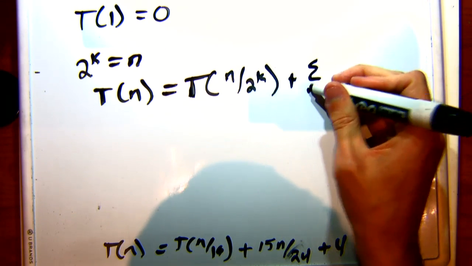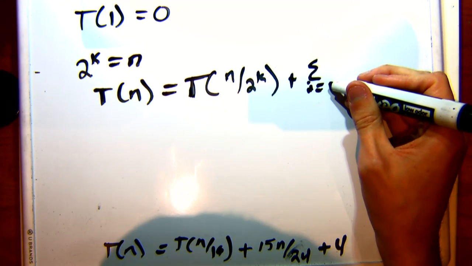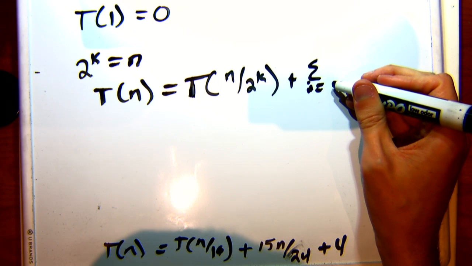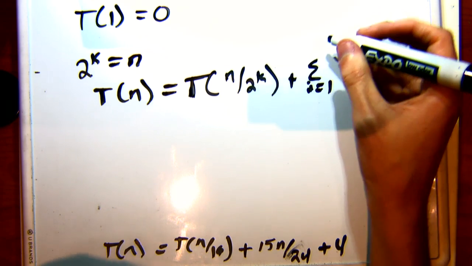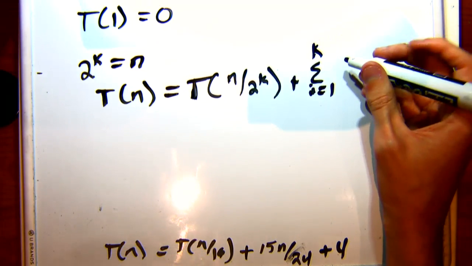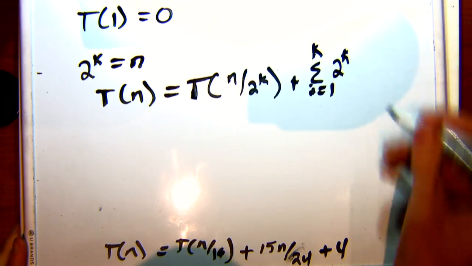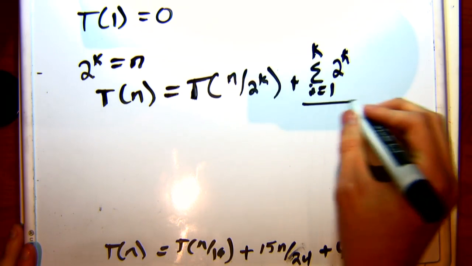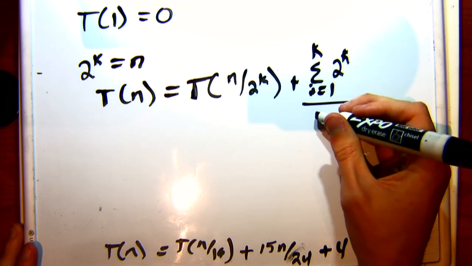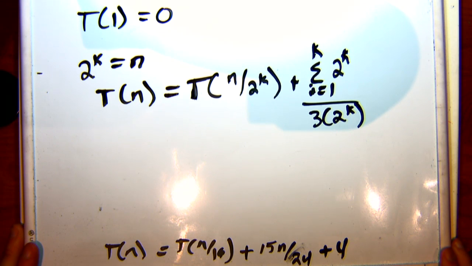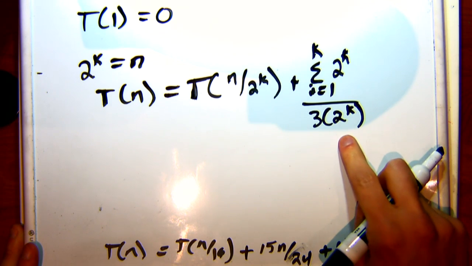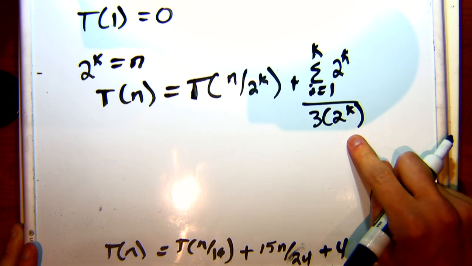the sum from i equals 1 to k of 2 to the k, all over 3 times 2 to the k. So that 24 came from here. It was 3 times 2 to the 4th, which is 24.